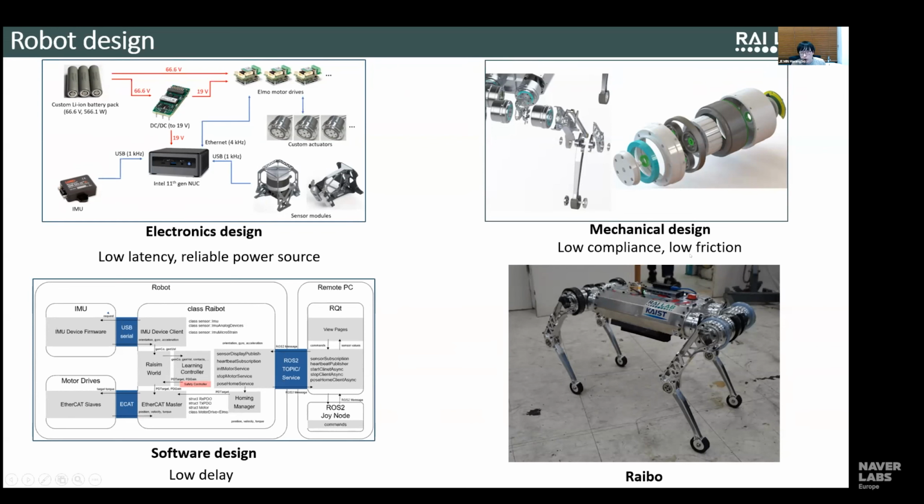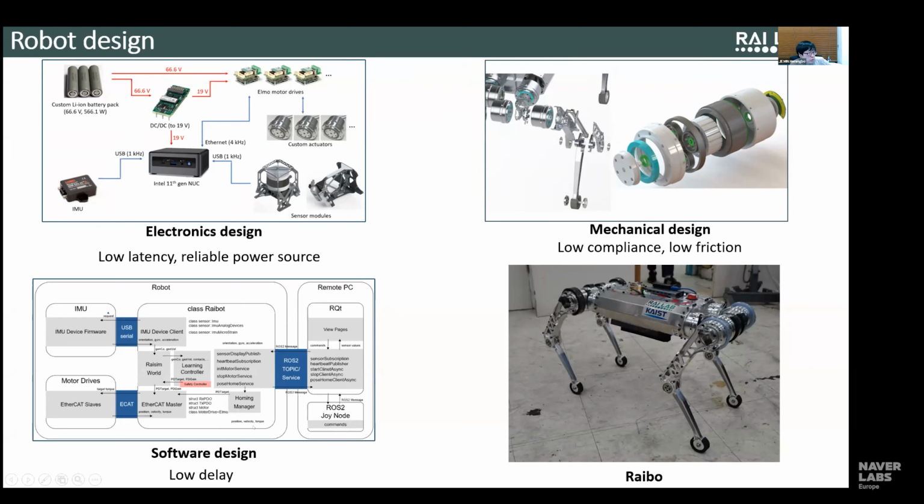So we studied different transmission systems. We designed the planetary gears to minimize the friction. We also use this moment arm and design the system to minimize the friction. So that part is important.